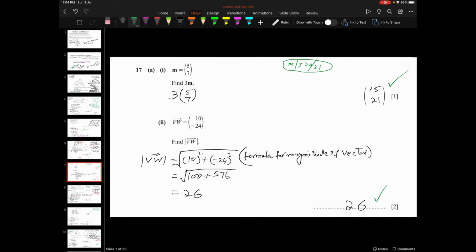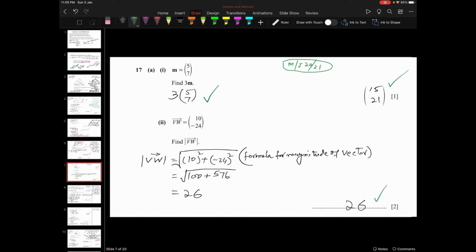Now in this question we are given the column vector M whose x value is 5 and y component is 7. First we should find 3M. We should multiply this column vector by 3. So 15 and 21 is the new vector which is equal to 3M.